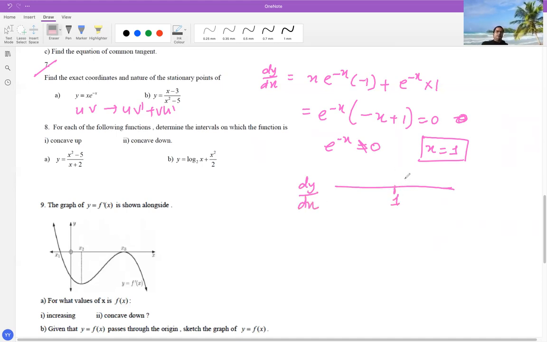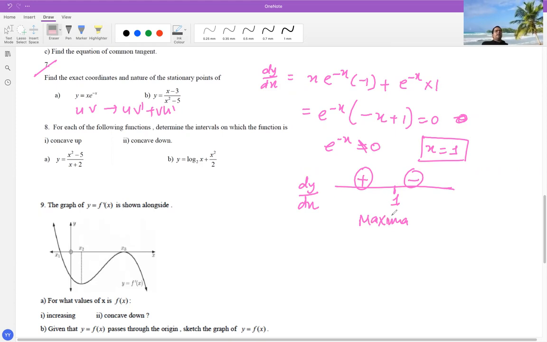Let's say I pick a value, maybe 2. If I plug in x is 2 here, it'll be negative 2 plus 1, which is negative, and e to the power negative x is always positive, so it'll be negative here. And if I pick, let's say, 0.5, it will be positive, so this entire expression is positive. This function changes sign from positive to negative, hence it's a maxima.